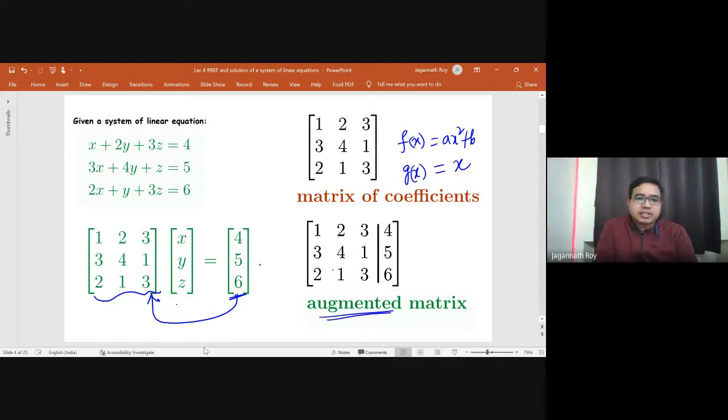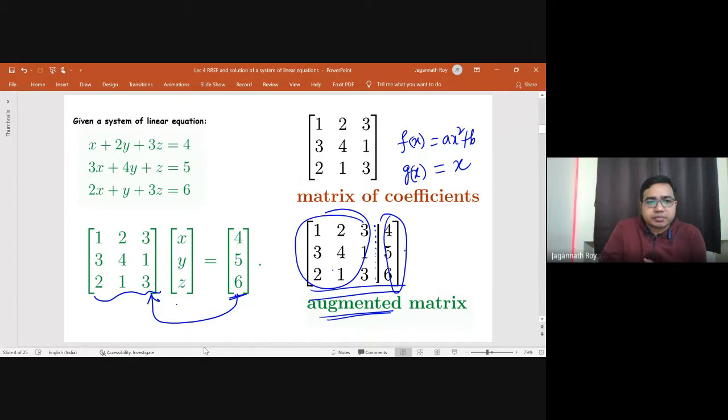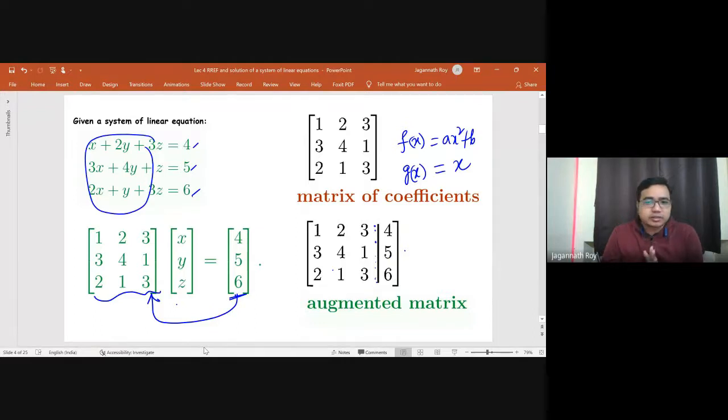But in our case, let us understand it this way: we will put a dotted line here, or a solid line, to separate the left hand side coefficients from the right hand side coefficients. So 4, 5 and 6 are written here in this form. This is the augmented matrix. Now this concept will be used to study the nature of the solution of the given system of linear equations.